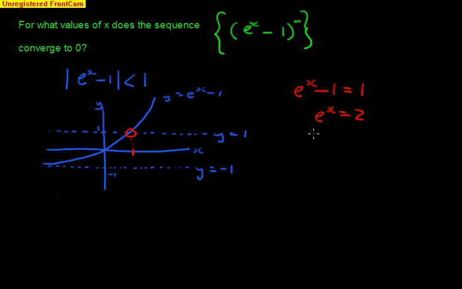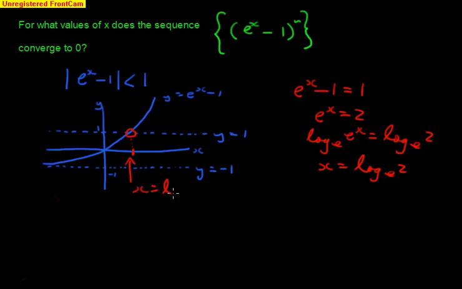I'll write this up a long way. You probably will do this in a shorter way, but log to the base e of e to the x equals log to the base e of 2. Bring that x to the front and we get x equals log to the base e of 2. That's because log to the base e of e is 1. Okay, we get x equals log to the base e of 2, so that is the value of x there. x equals log to the base e of 2 is where that function equals plus 1.